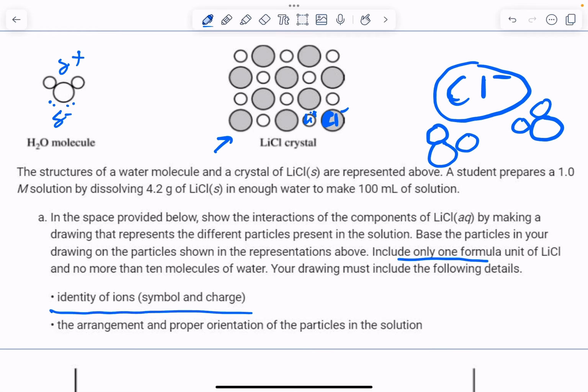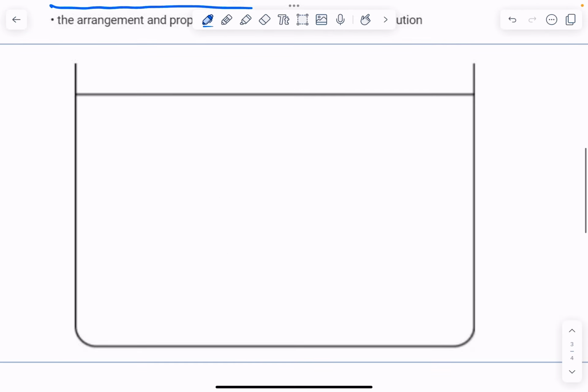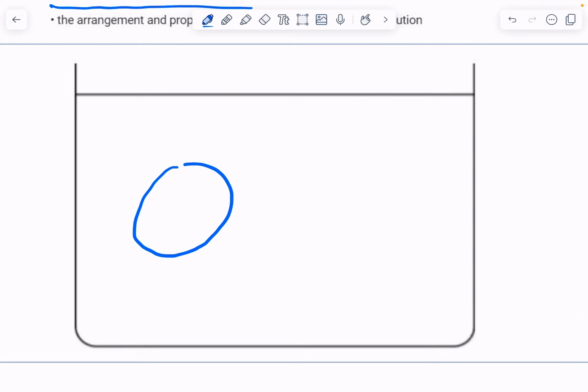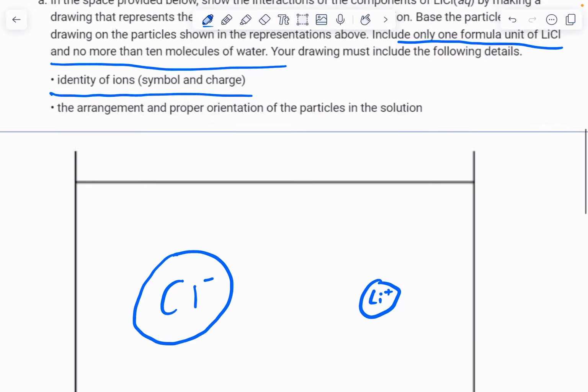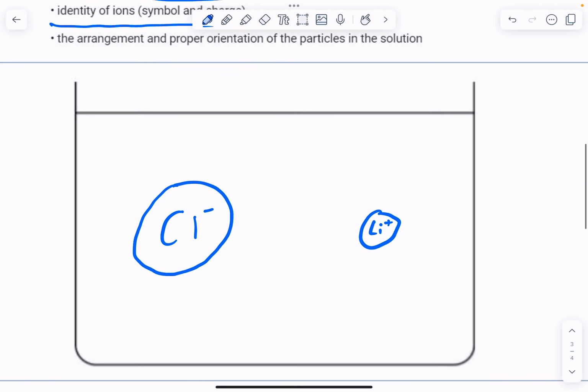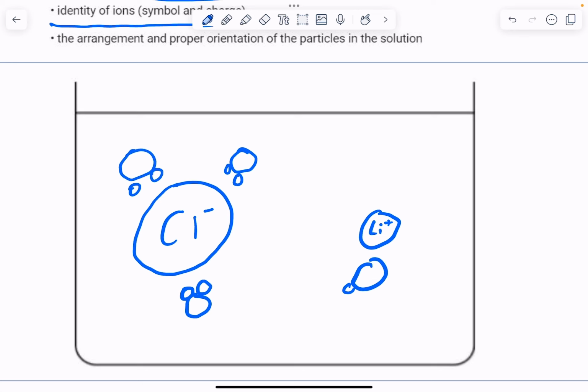Now, in their rules, they said only include 1 formula unit of LiCl and no more than 10 molecules. I will do well less than that. So I'm going to make sure I've got a chlorine and a lithium. Notice I'm showing the elements, their charges, and their relative sizes. And now I need to draw the water molecules in the correct manner. So water going like this around the chlorines. I'm just going to do 3 of each on each one just to keep it under 10, since that's what they asked for. And this would be the manner that we would do it.